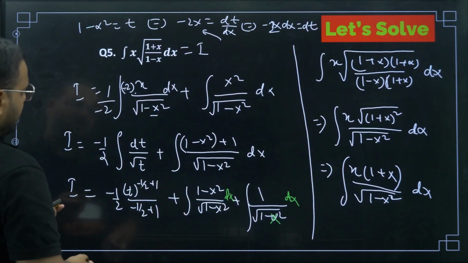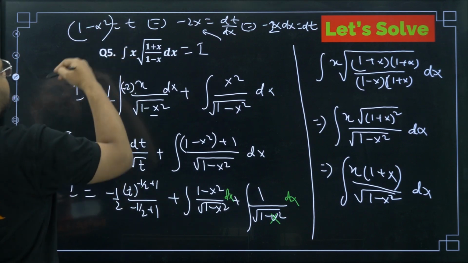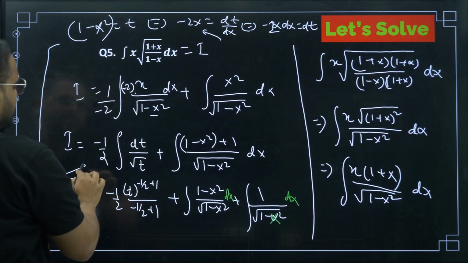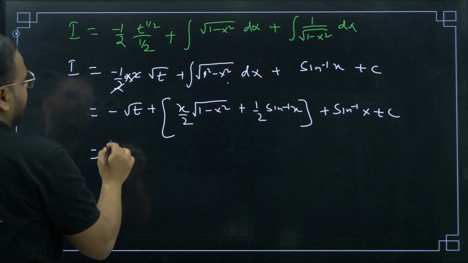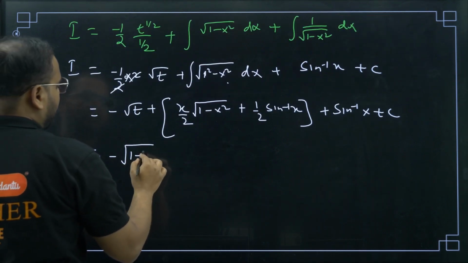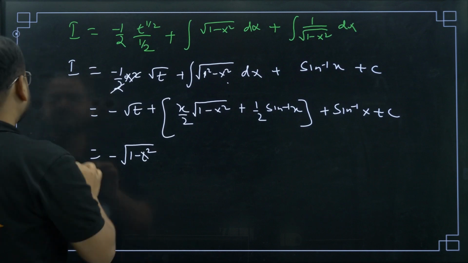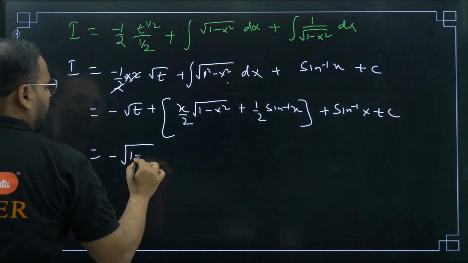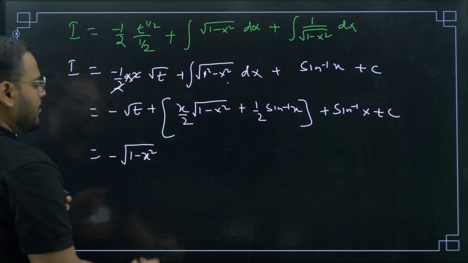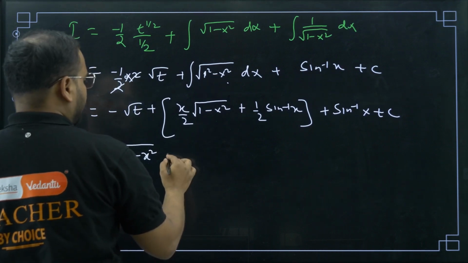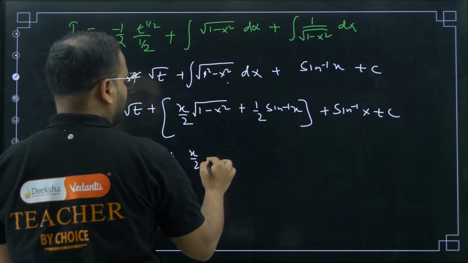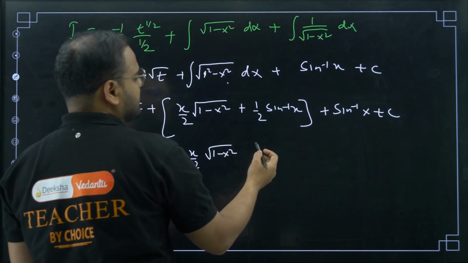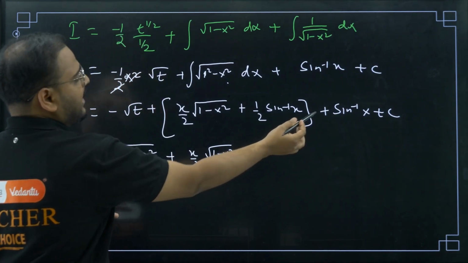What is t? What I have taken t as? I have taken t as 1 minus x square. Please have a look. For this first integration, I have taken t as 1 minus x square over here. So I'll write it back. Root of 1 minus x square as it is. 1 minus x square as it is. Now this will be, please check, plus x by 2 root of 1 minus x square again. Okay. And what about this? Half of sine inverse of x.